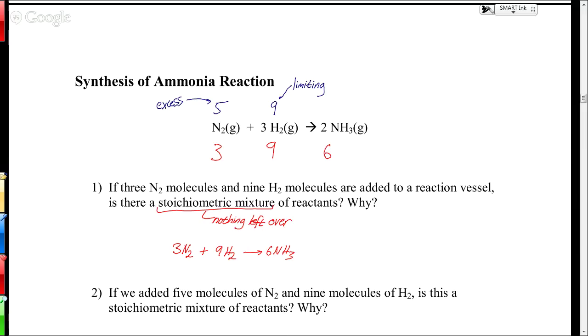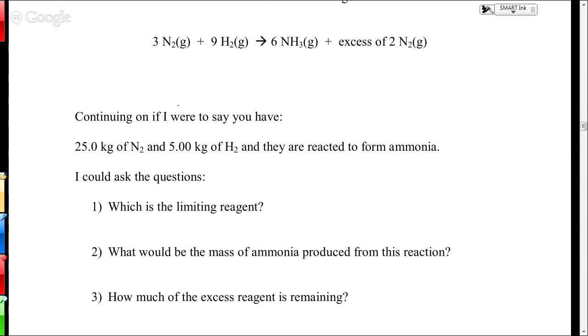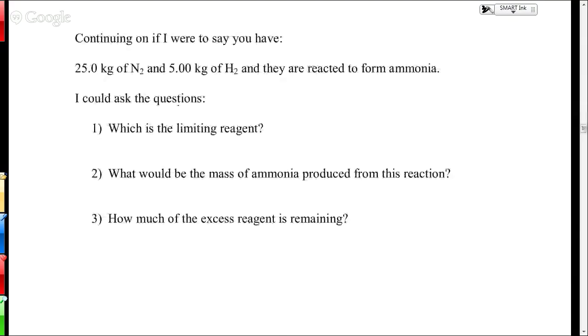All right, so let's do another problem like what we just did, but now where there could potentially be an excess. Because we measure these things often in grams instead of in moles, let's look at it this way. If I said you had 25 kilograms of nitrogen and 5 kilograms of hydrogen, and they form ammonia, which one is limiting, how much ammonia did we produce, and how much of the excess reagent is remaining? We can answer all those problems just knowing the balanced equation and those masses. So what do you think the first step is here?